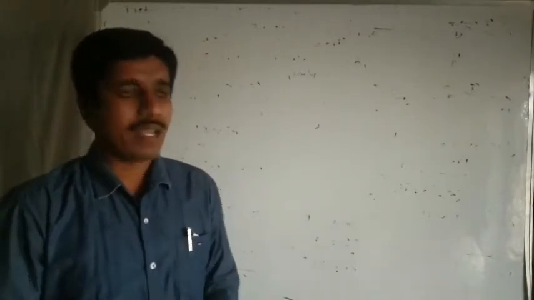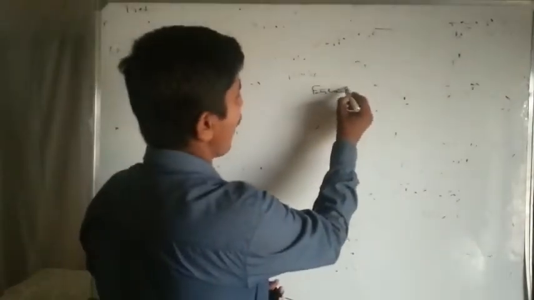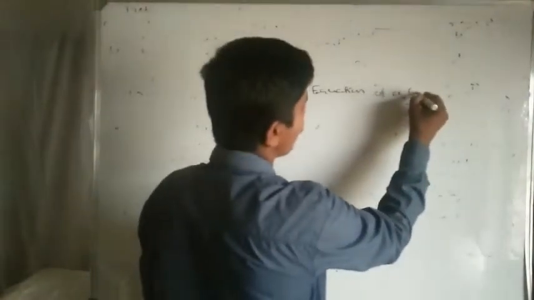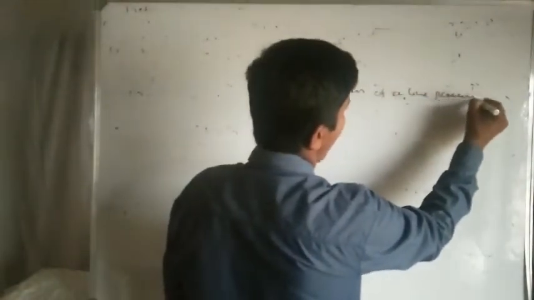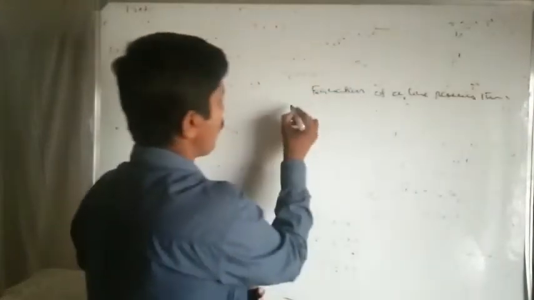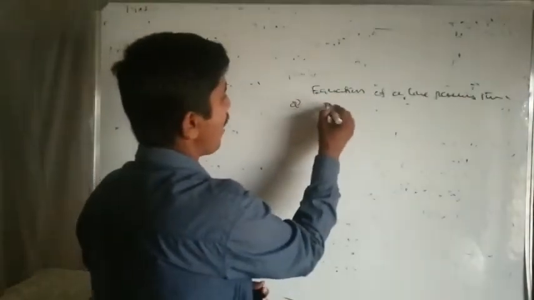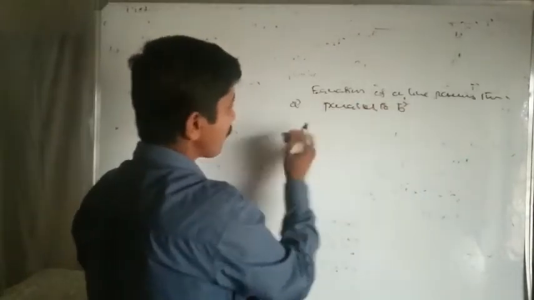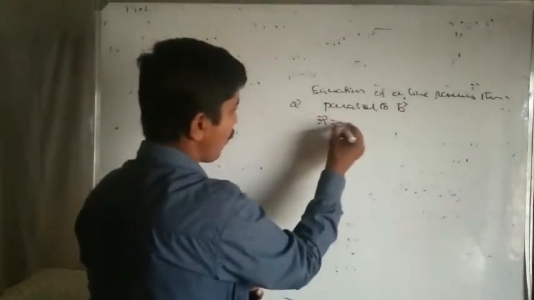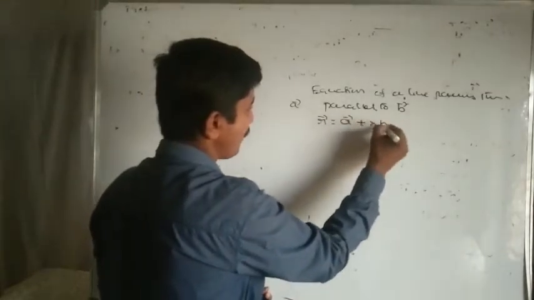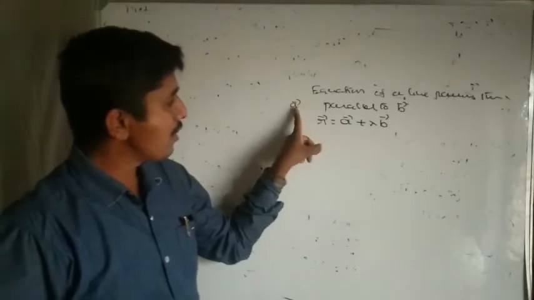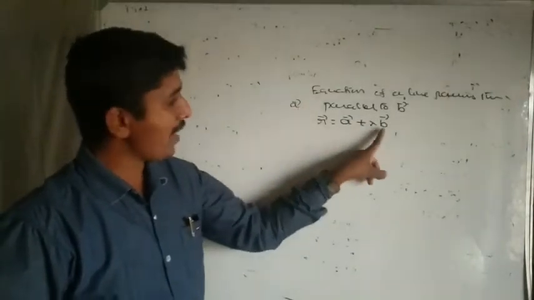Mind it. Equation of a line in space. Equation of a line passing through a given point whose position vector is A and parallel to vector B is given by vector R equals vector A plus lambda vector B. This is the equation of the line passing through the point whose position vector is A, parallel to vector B.